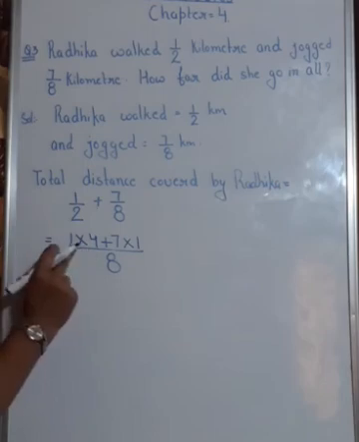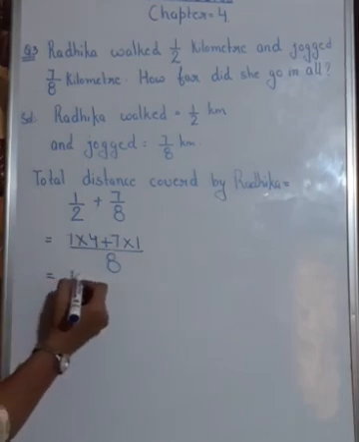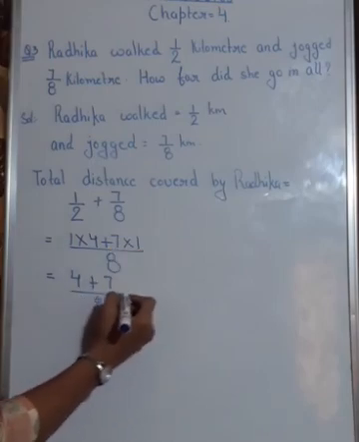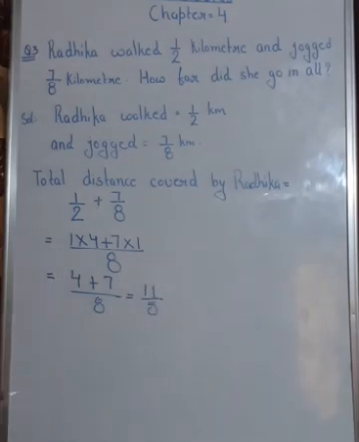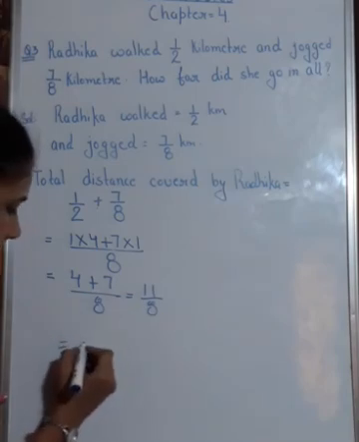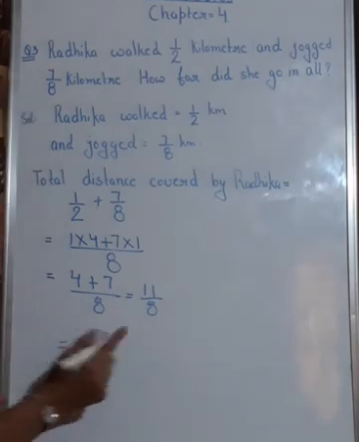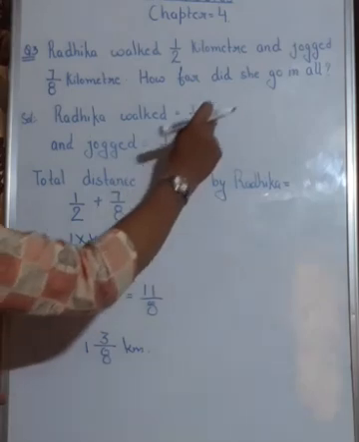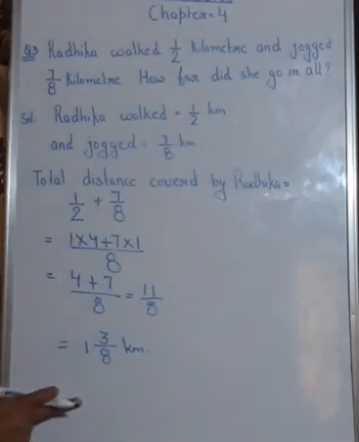Now solve it according to BODMAS. First we have to do the multiplication. So 4 ones are 4 and 7 ones are 7, upon 8. And 7 plus 4 will be 11 upon 8. Clear? And you can write it as a mixed fraction as 1 whole 3 by 8 kilometer. Why in kilometer? Because they have given the fractions in kilometer only, so your answer will be in kilometer.